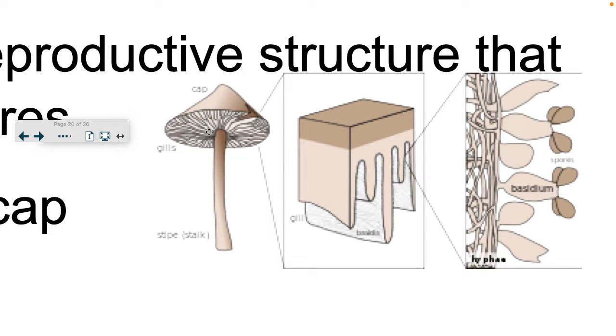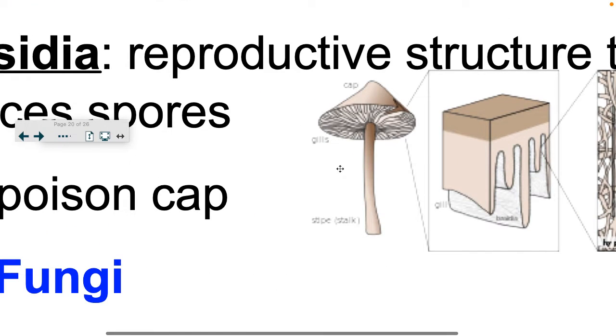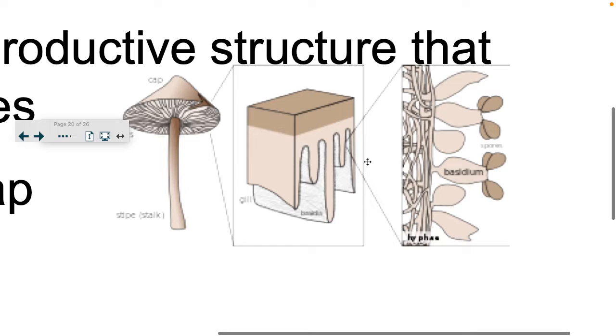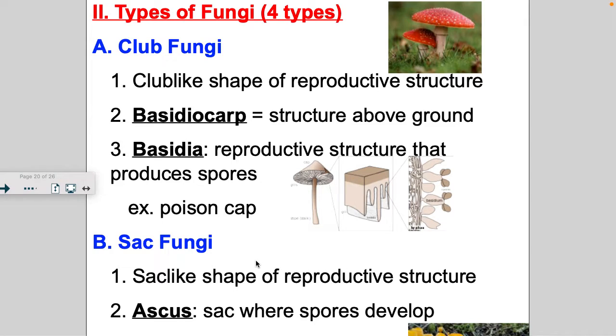So here's my fruiting body, what's the term I'm looking for? Basidiocarp. And we zoom in on the gills, and what makes up the gills are the basidia, and at the end of the basidium are 4 spores. So I guess this kind of looks like a club. I'll leave that up to you. Another example of club fungi is the poison cap.